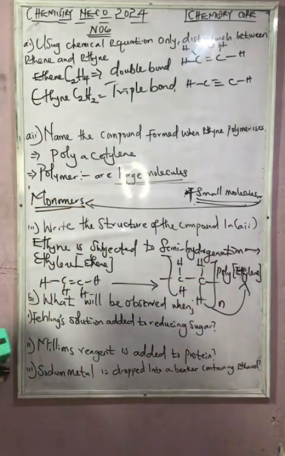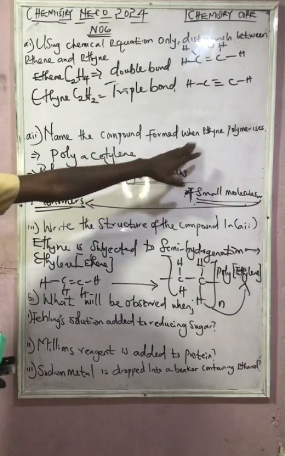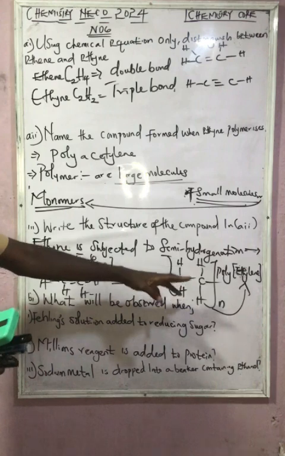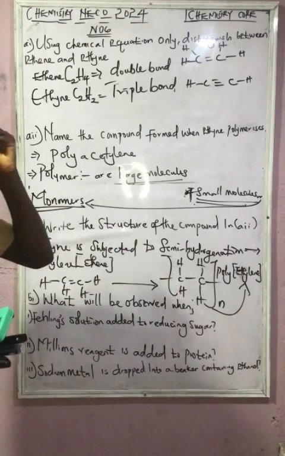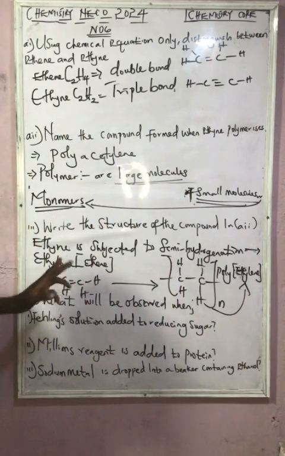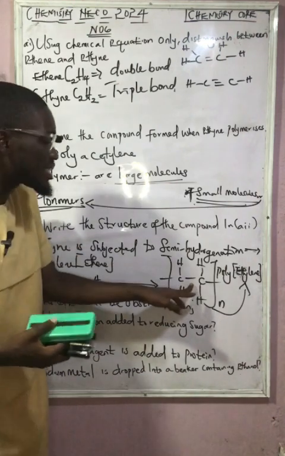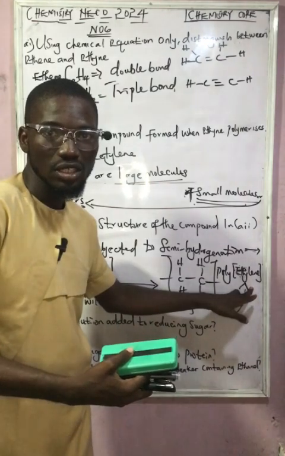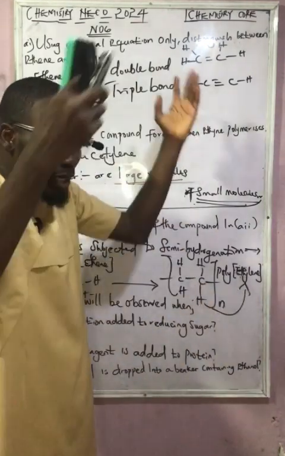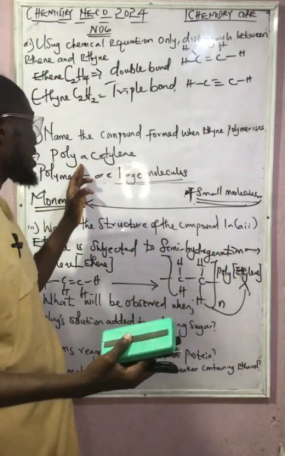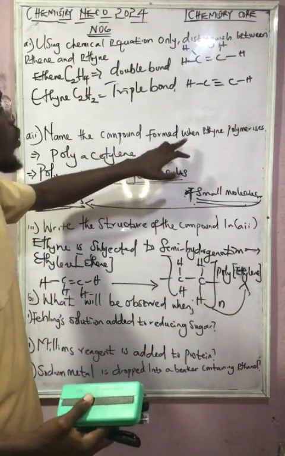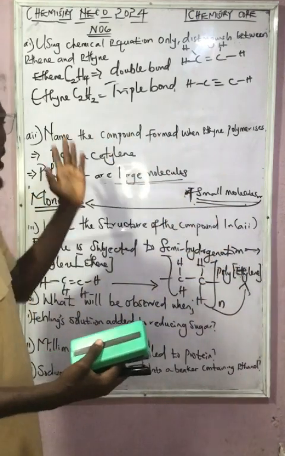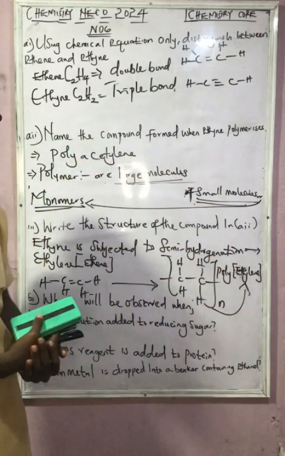So guys, this is how ethene polymerizes. Ethene is subjected to semi-hydrogenation, which produces ethylene, which is this, and this is our ethylene. Coming to this place, it gives us a what? A product of polyethylene. And that polyethylene, the family of polymers, you can easily have what? A polyacetylene. So I said name the compound formed when ethene polymerizes. Do you put it as polyethylene, or we have it to be what? Polyethylene. Is that clear now?